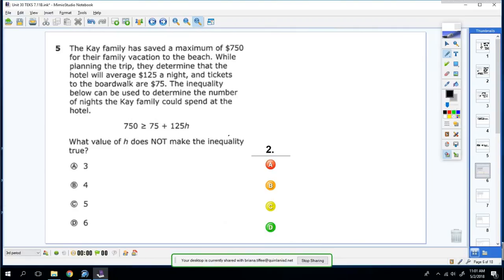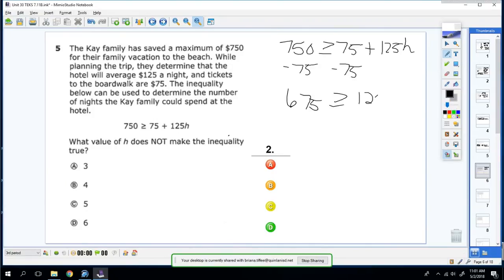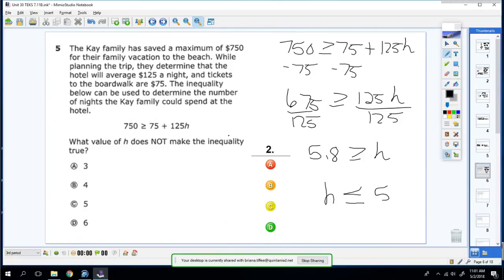So you're going to solve it. You get 750 is greater than or equal to 75 plus 125H. So you subtract 75 from both sides, and you get 675 is greater than or equal to 125 times H. Then you divide both sides by 125. When you do that, you get 5.4 is greater than or equal to H. This is saying 5.4 is the greatest number, the greatest capacity. Another way you can do it is you can rewrite it and say H is less than or equal to 5.4.